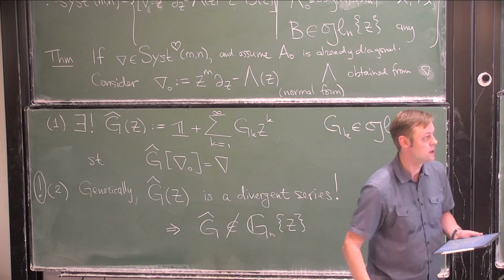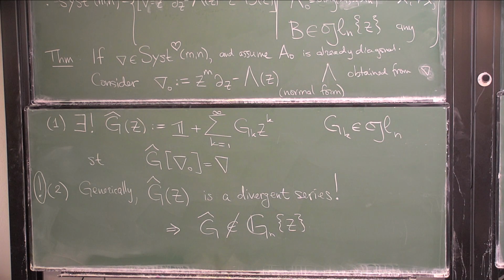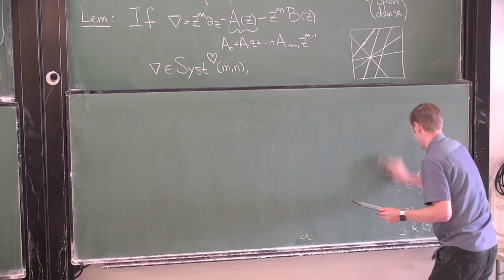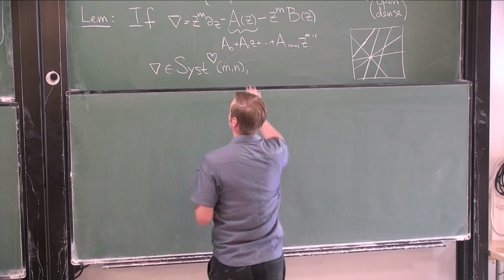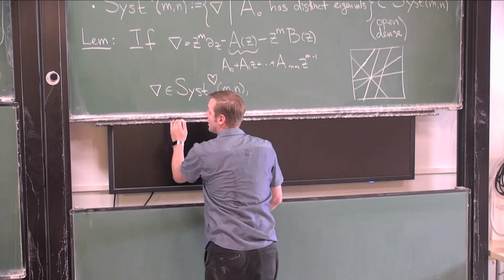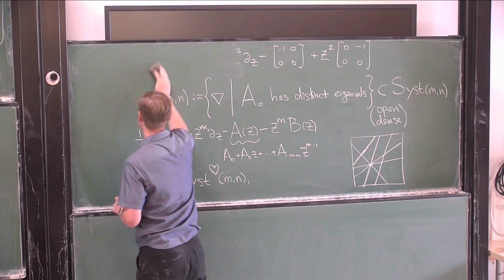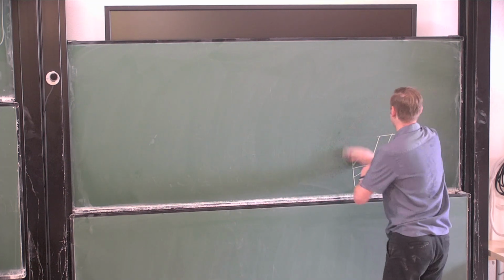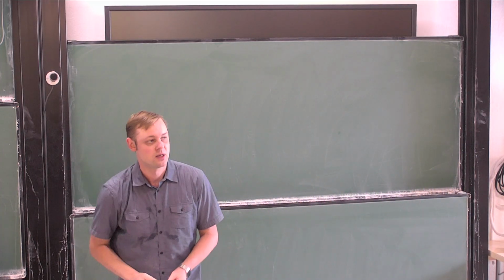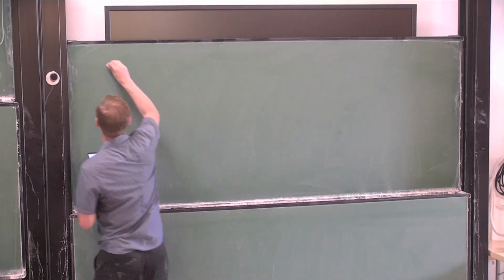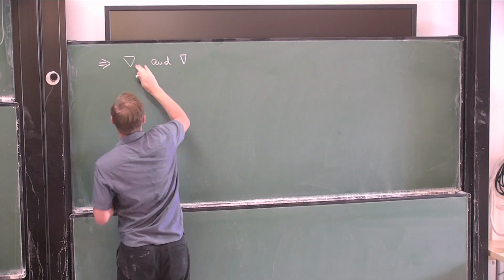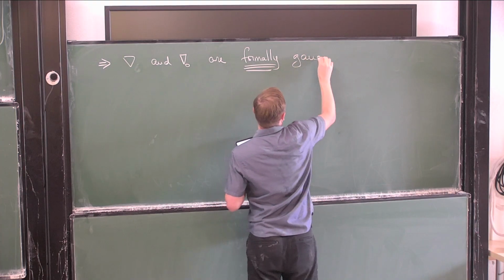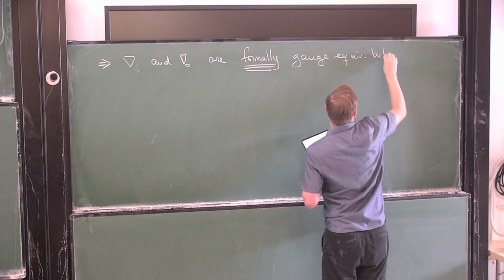So what this means is that the two systems, nabla, that I started with, the nice system, and its normal form, nabla not, are formally gauge equivalent, but not actually gauge equivalent, not analytically.